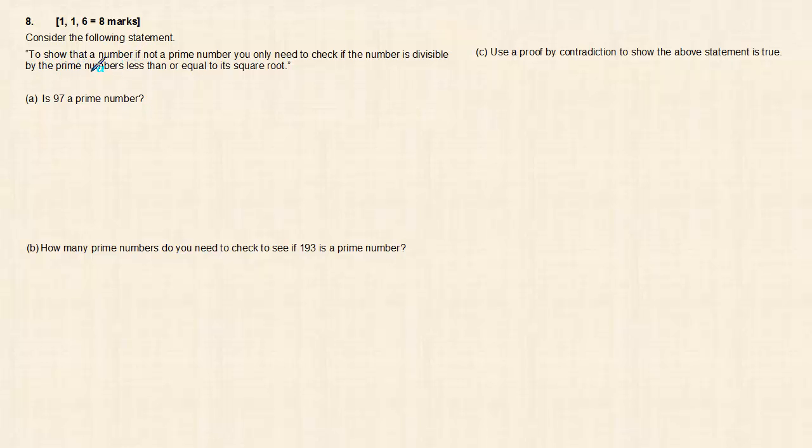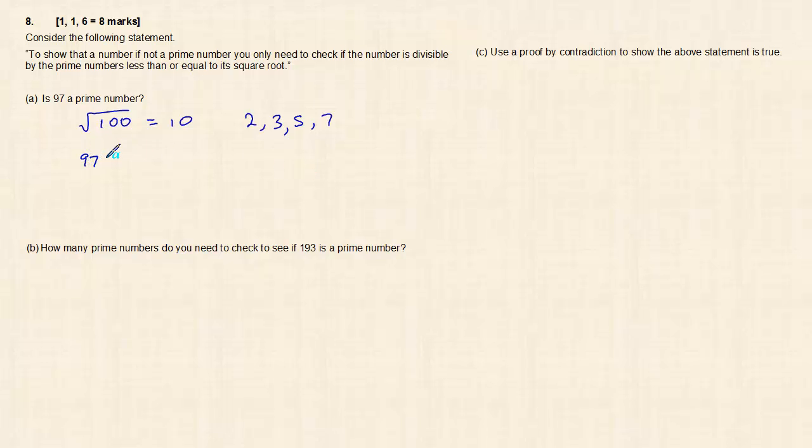Consider the following statement. To show that a number is not prime, you only need to check if the number is divisible by the prime numbers less than or equal to its square root. So is 97 a prime number? Well, 100 is a square number close to that, and the square root of 100 is 10. So we only need to check 2, 3, 5, and 7.